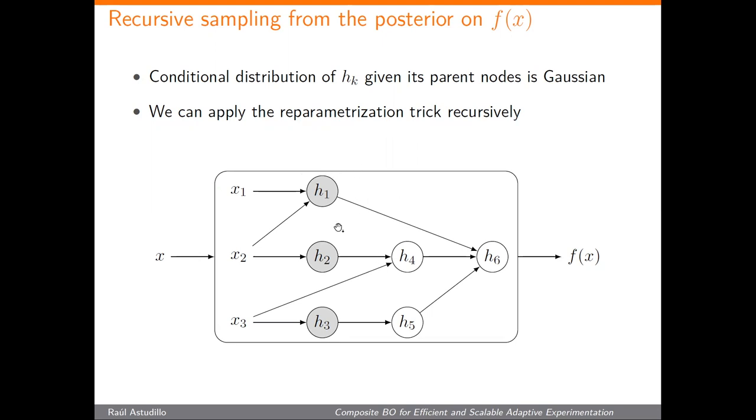Then we fix the values, or we condition on the values of these nodes to be equal to these samples. Conditioned on that information, the distribution on these nodes is again Gaussian. So we can apply the reparametrization trick again, and we can do the same for this final node. By construction, this is going to be a valid sample from the posterior distribution on the objective function. Again, this approach is very simple. It is computationally efficient and amenable to auto-differentiation tools, so very easy to implement in practice in something like BoTorch.